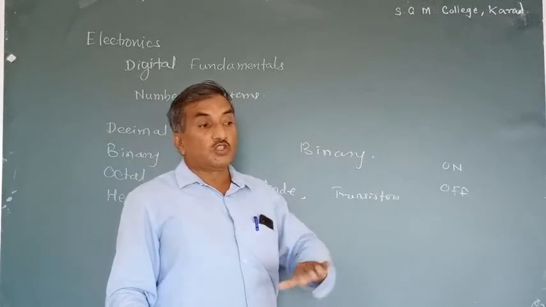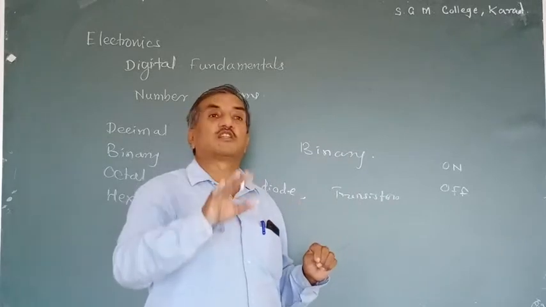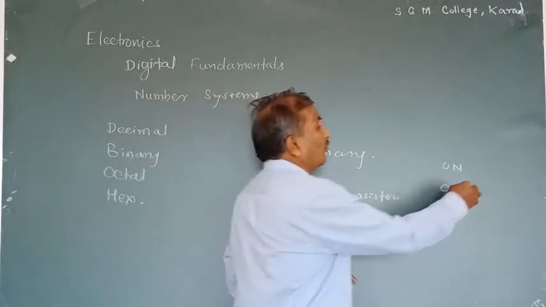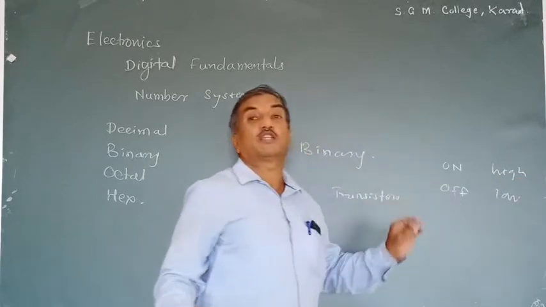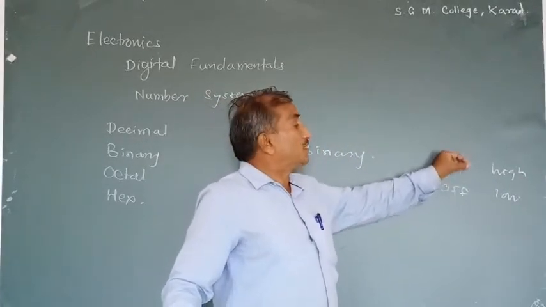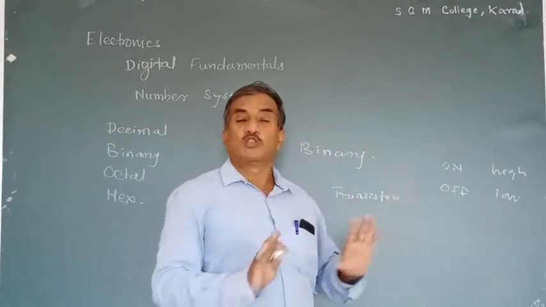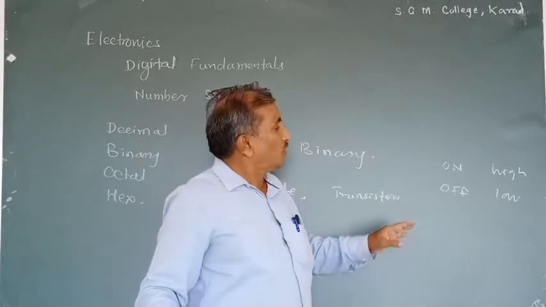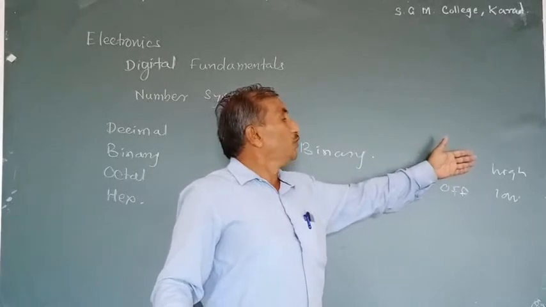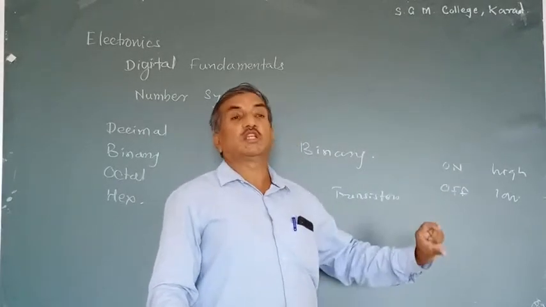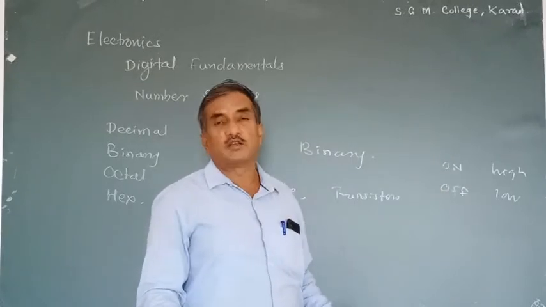Even the signal levels are limited for this operation. Signal levels change only at 2 levels, high and low. The signal used to drive these devices has 2 levels, 2 states, high and low, and the results are also in 2 states, high and low, nothing other than this. So the operation is on and off, and the signal levels used are high and low.